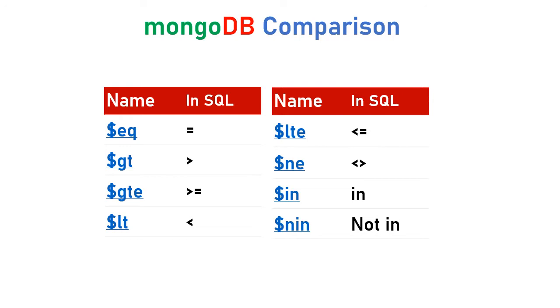So here we're going to learn MongoDB comparisons, where $eq stands for equal to. $gt means greater than, $gte means greater than equal to, $lt means less than, $lte means less than equal to, $ne stands for not equal to, and $in means in the list. Okay, and next is $nin, which means not in the list. We're learning all these commands in the session.